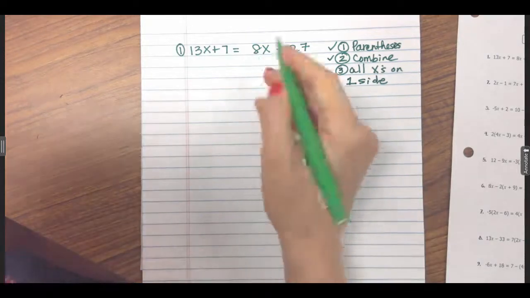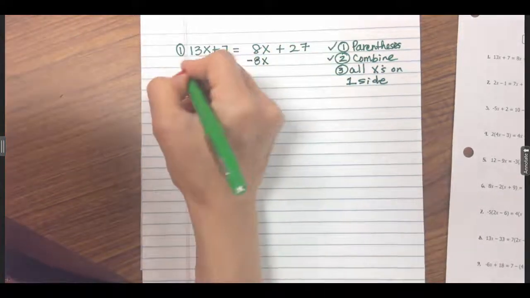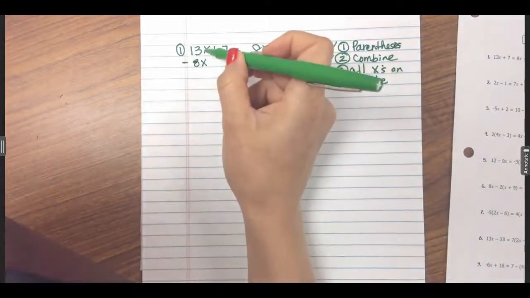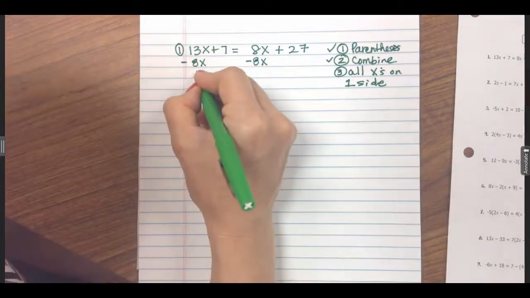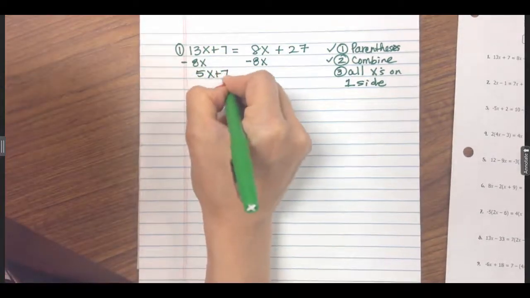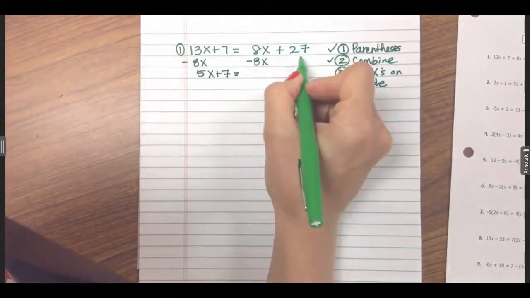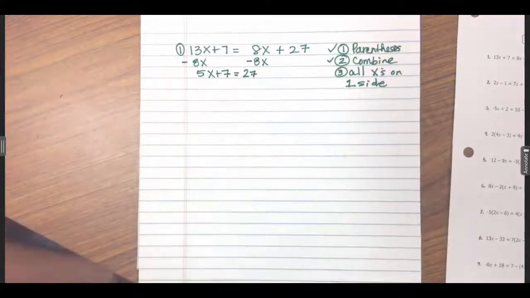And the lowest is 8x, so I'm going to do a 0 pair with 8x on this side of the equal sign and a 0 pair with 8x on that side. So 13x minus 8x is 5x. Bring down the rest of the problem. Recopy the equal sign, and remember, whatever is left over gets scooted real close. So you put that 27 right next to that equal sign.